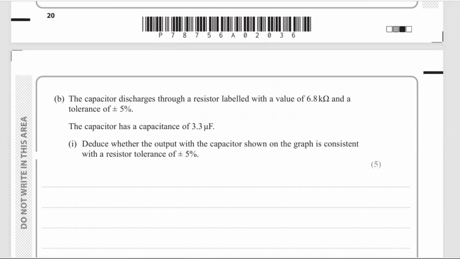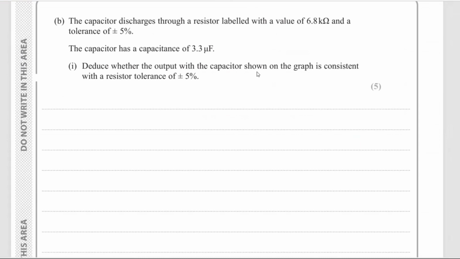Now, you've got this B part, and in the B part, the capacitor discharges through a resistor labeled with a value of 6.8 kilo ohms, right? You've got a resistor, which is 6.8 kilo ohms, and a tolerance of plus minus 5%. The capacitor has a capacitance of 3.3 microfarad. And then deduce whether the output with the capacitor shown on the graph is consistent with the resistance tolerance or not.